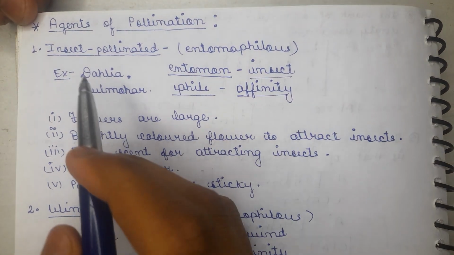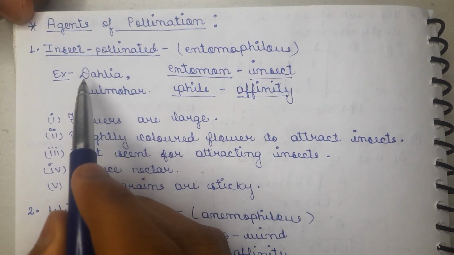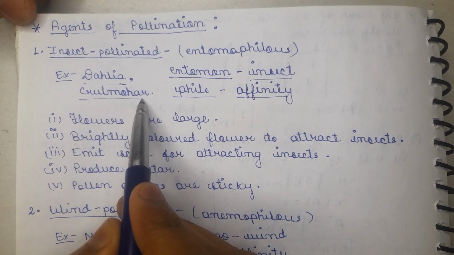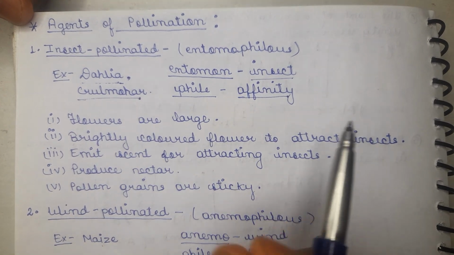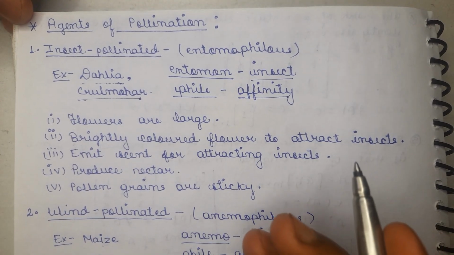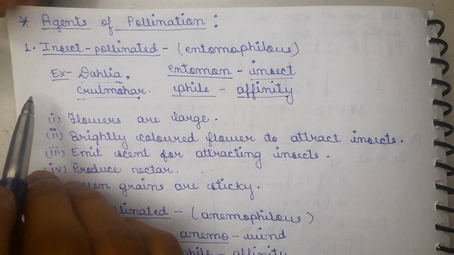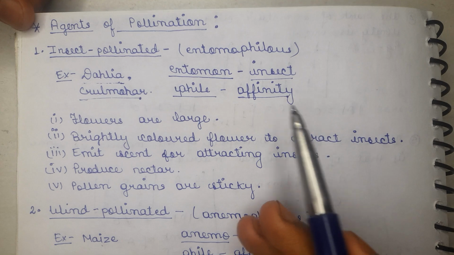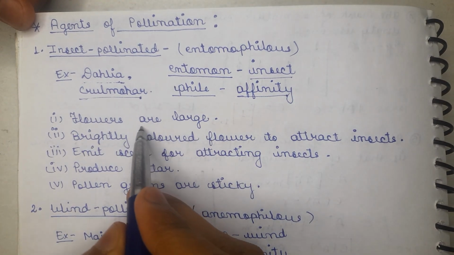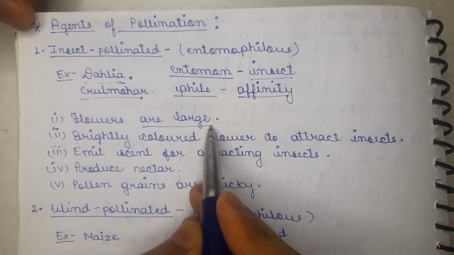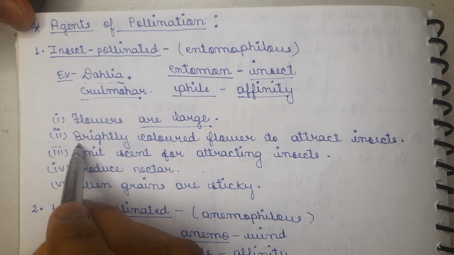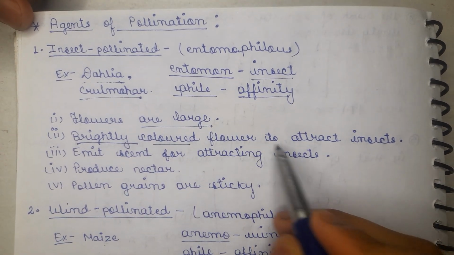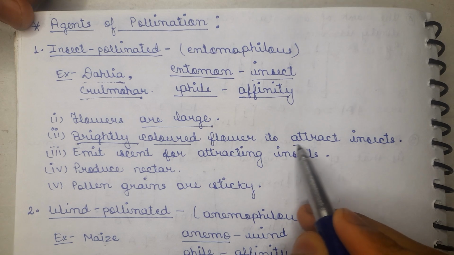Now in which flowers do these insects help? Basically in the brightly colored flowers, that is the dahlia, and the second one, the gulmohar, or we can also take an example of a sunflower. Now some characteristics that help insects in this pollination are: the flower is usually large in shape, and these flowers are brightly colored to attract the insects.